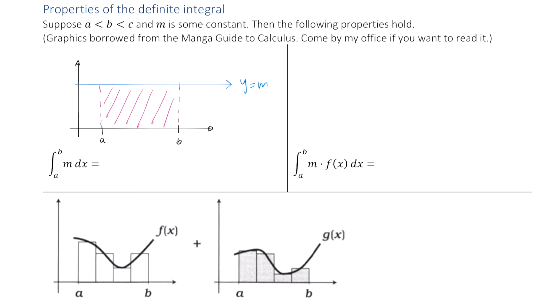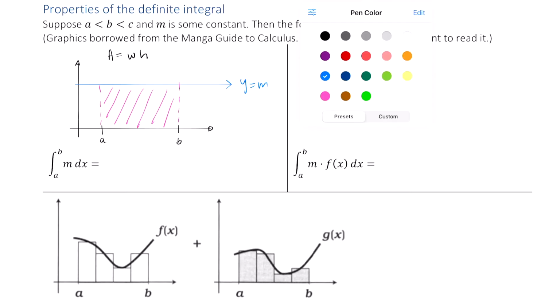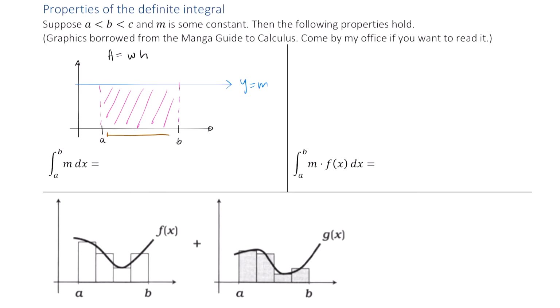Well, the area of a rectangle is just the width times the height. My height here is m, and my width, this distance here, is just b minus a. So the value of this integral is just m times b minus a.